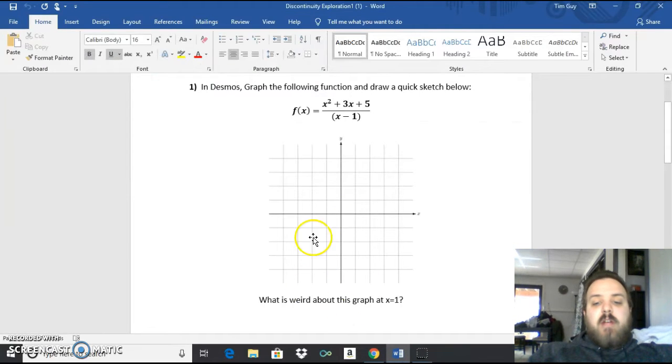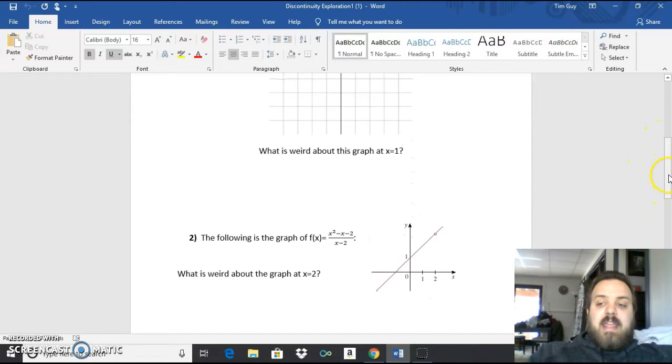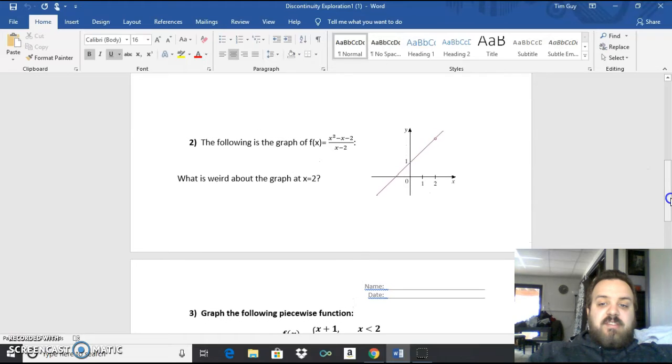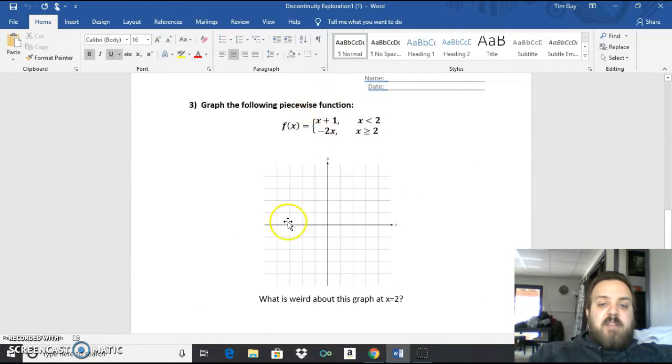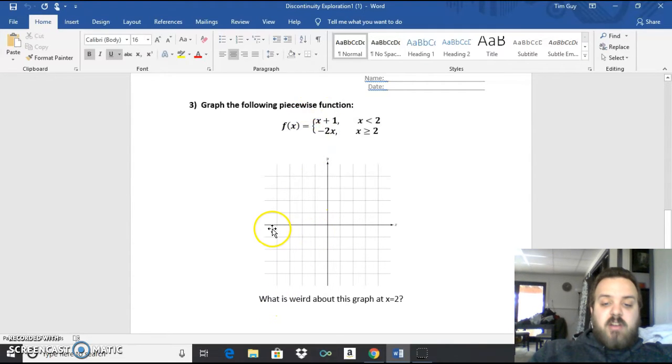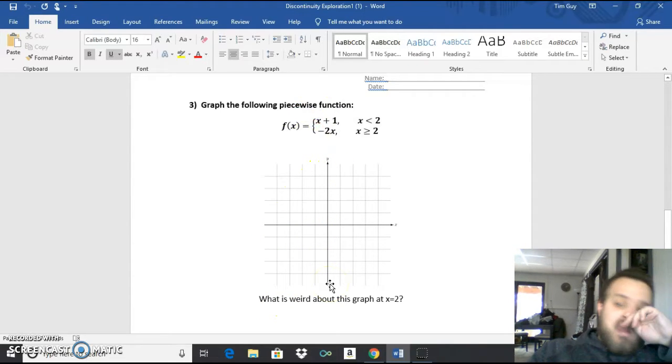Hey, it looks like there's something weird going on at 1. Why would that be happening? Then they go to the next one, and this one I gave them the graph because it can be a little difficult to see. Here you can see there's this weird little hole in the middle of the graph, and why would that be happening? Hopefully they start to realize, oh, at 2, there's that little hole. Why the heck would that be going on at 2? Then they have some experience with piecewise functions. This is going to have what's called a jump discontinuity, where it jumps from here to here. Again, that's going to happen at 2. Why would that be happening there?